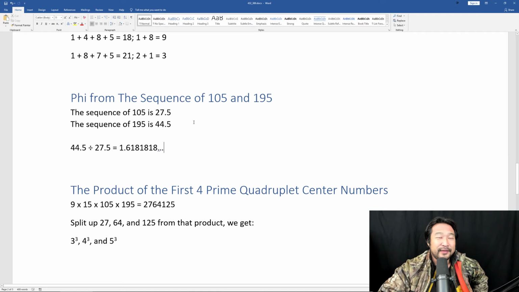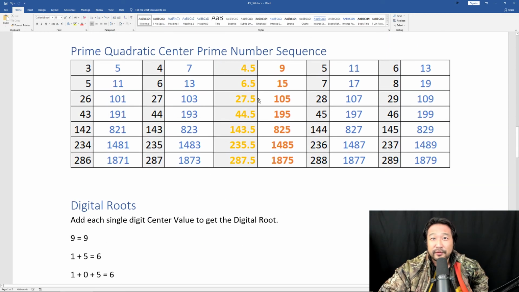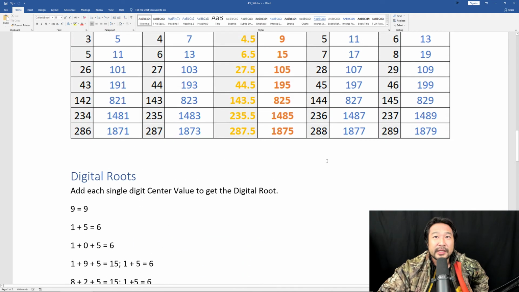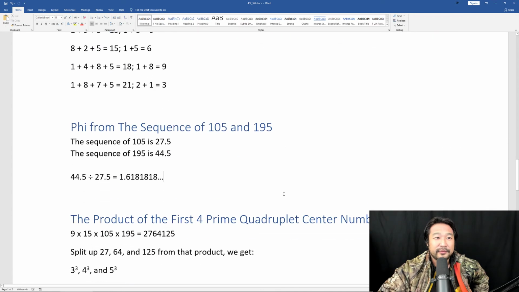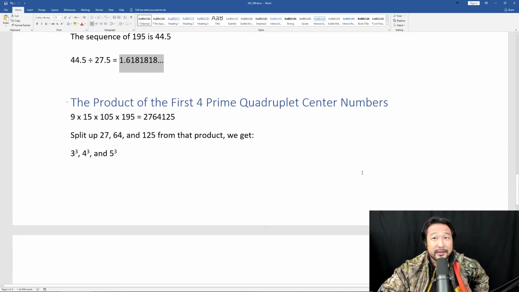But if you get the middle sequence of 195 and 105, and these are going to be kind of important later, we're going to see how that matches in with other things outside in the real world. So we get the sequence: 195, the sequence is 44.5, and 105, the sequence is 27.5. Well, what do we do when we divide 44.5 by 27.5? We get phi. Isn't that pretty cool?